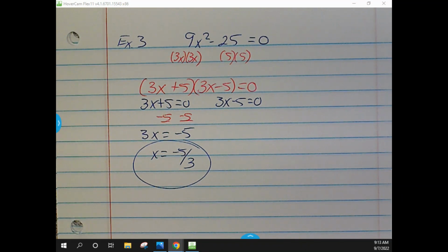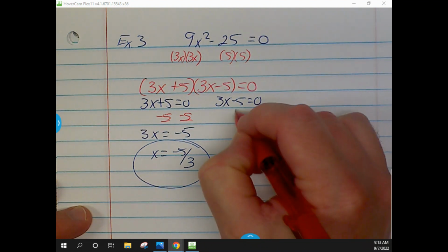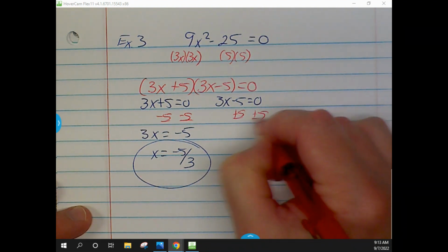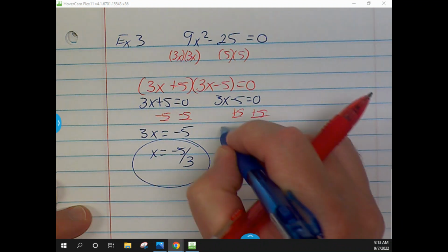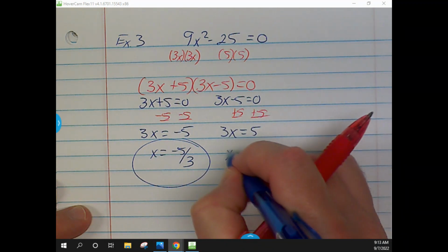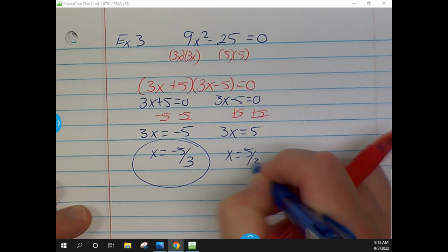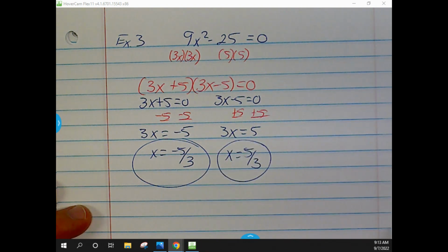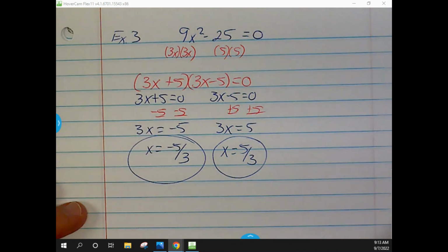Okay, if you solve the other one, instead of subtracting 5 from both sides, you're just going to add 5 to both sides. And then you're going to divide by 3. So you get a negative 5/3 and a positive 5/3.